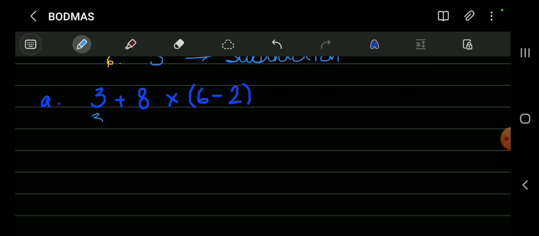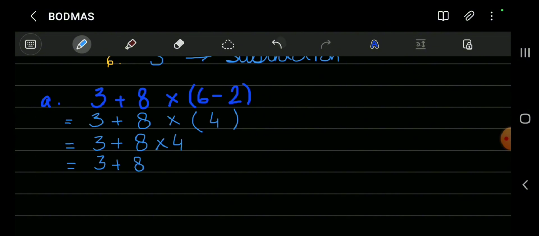So 3 plus 8 multiplied by, first we are going to solve the bracket, and the bracket is going to give you 6 minus 2 is equal to 4. Okay, then we know we solved the bracket. Now we can write this without a bracket because this is now a single number. Now you see, in addition and multiplication, the first priority will be given to multiplication. So 3 plus 8 times 4. What is 8 times 4? 32. Okay, and then you will do the addition, that is 35.